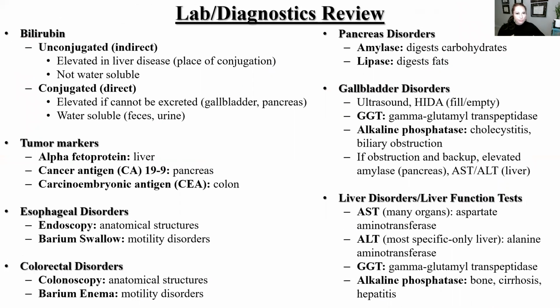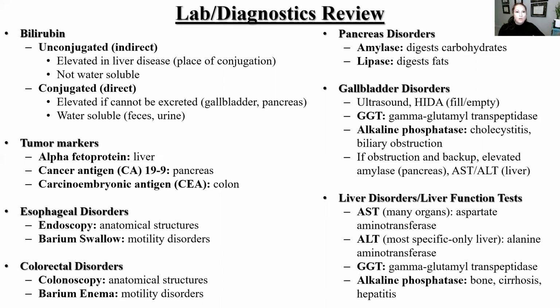Let's do a lab review before we dive into the individual diseases. We just talked about bilirubin. Remember that we have unconjugated, which can also be called indirect, and conjugated, which is called direct. Remember that unconjugated is not water soluble, and it will elevate when you have liver disease because that's the place of conjugation. So if you can't conjugate it, that will become elevated. Conjugated will be elevated if we cannot excrete it. So if we have a problem with the gallbladder or the pancreas and we cannot excrete that into the feces or the urine.